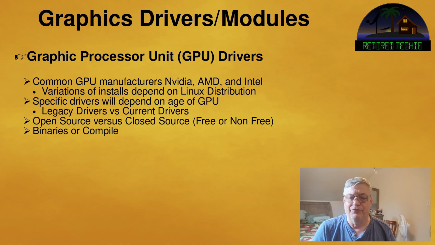Specific drivers are going to be dependent on the age of your GPU. For example, in Debian-based distributions, you have a legacy GPU driver for NVIDIA and a current GPU driver for NVIDIA. At some point, they drop support for older cards, and if you want them to work, you need to use legacy drivers. That's just the way it is.